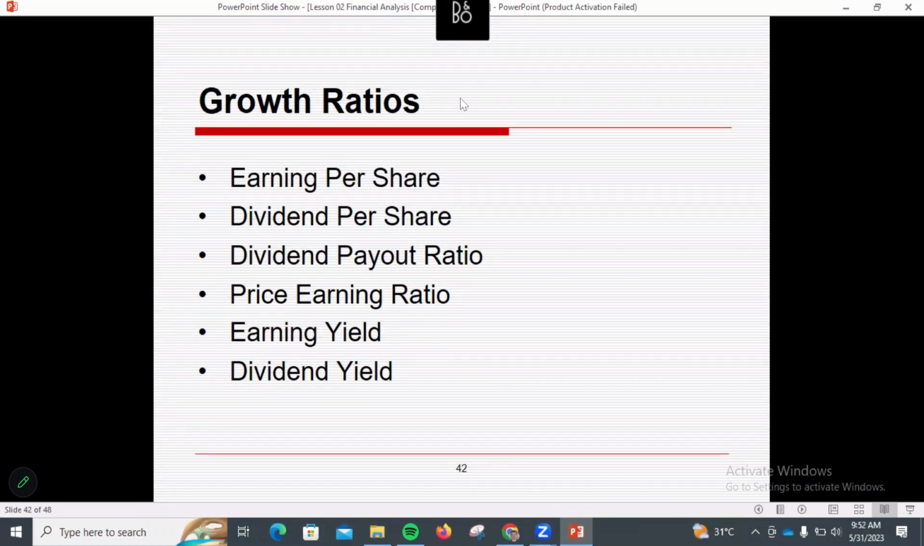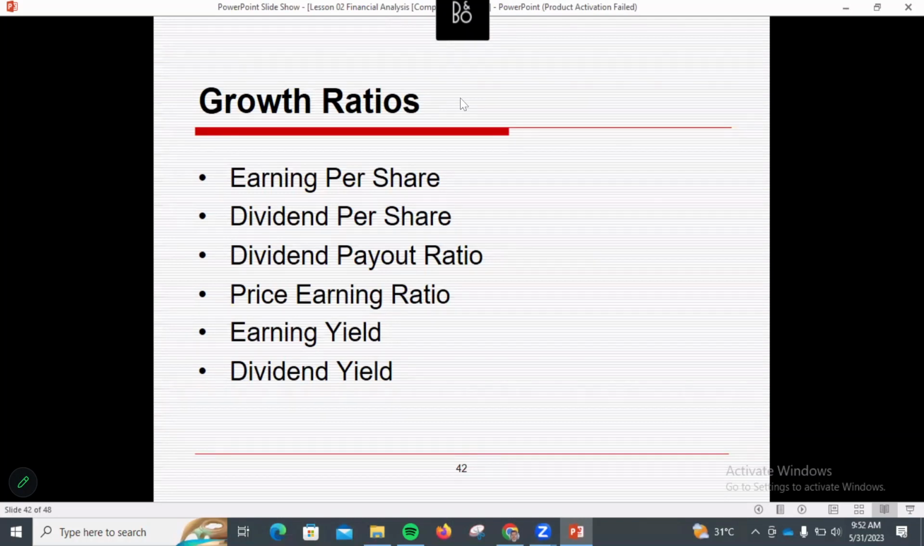These ratios have been generated in the literature with some specific purpose to evaluate particular aspects of the growth. Say, earnings per share is used to evaluate the earnings potential, the total earnings potential of the company.